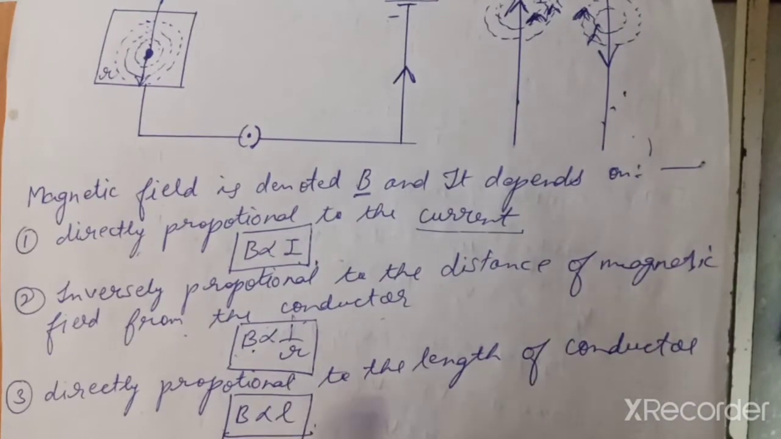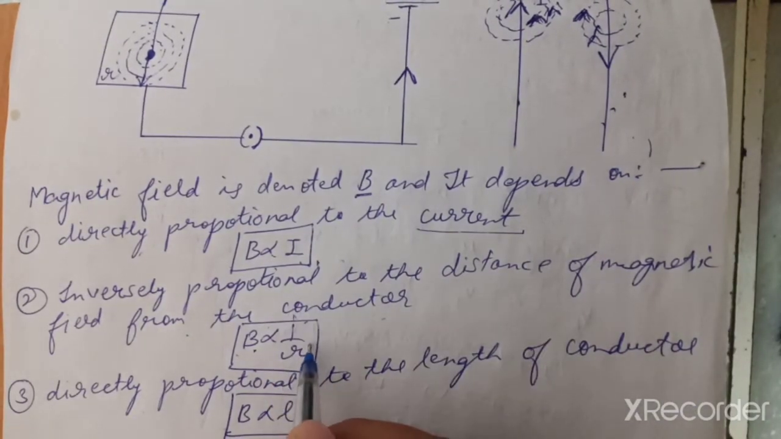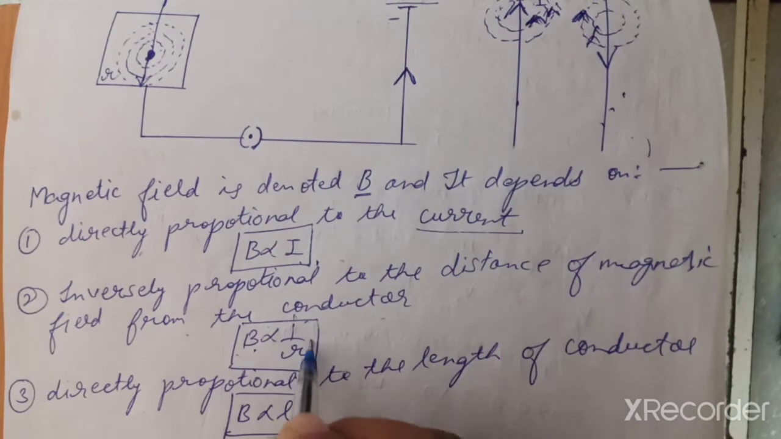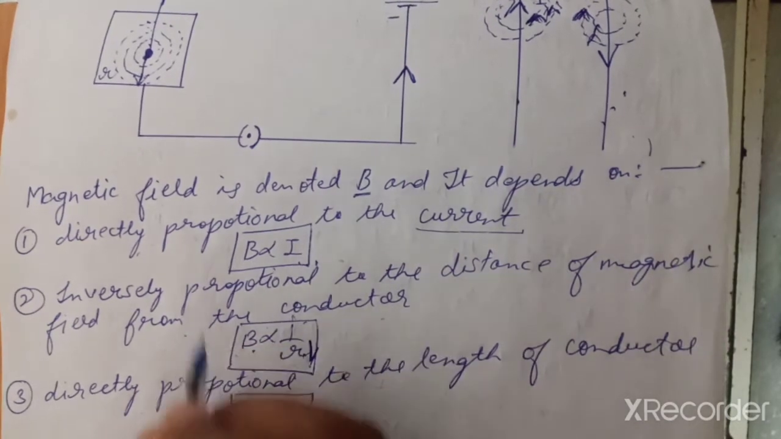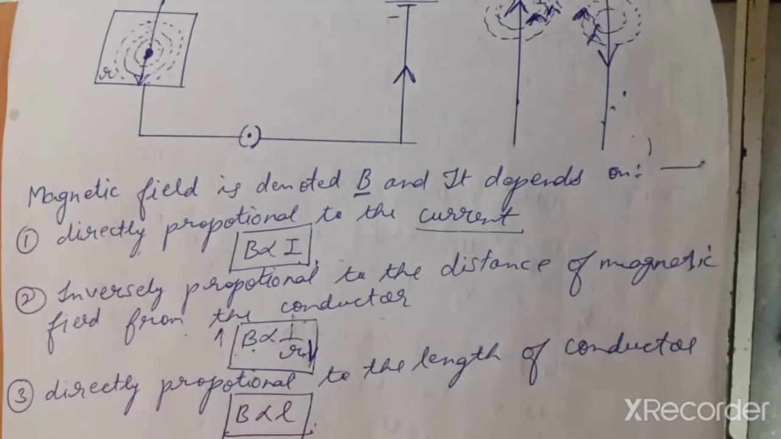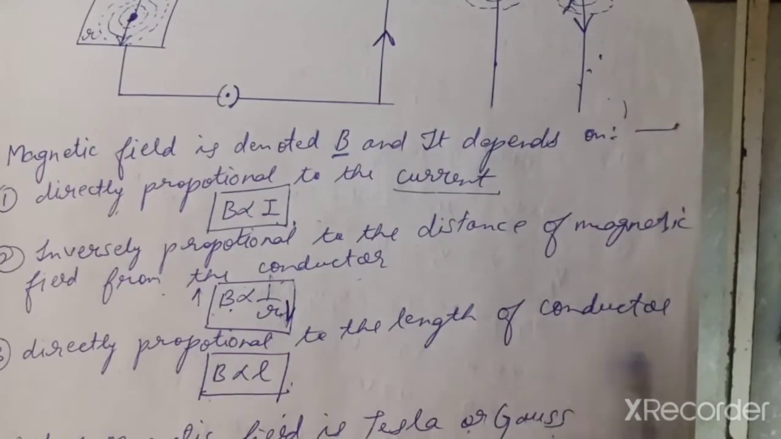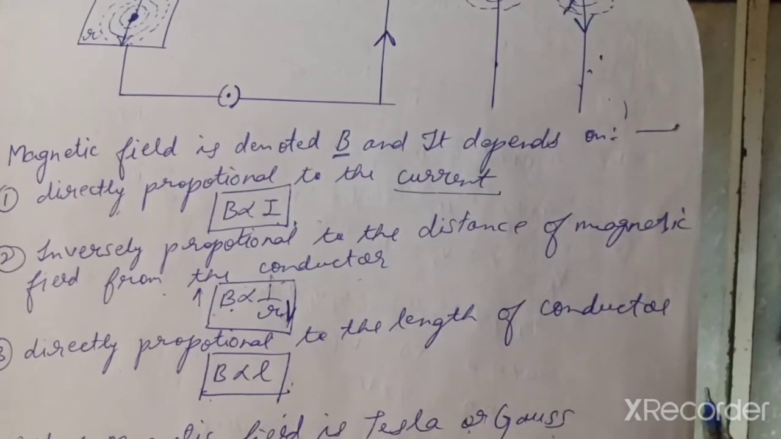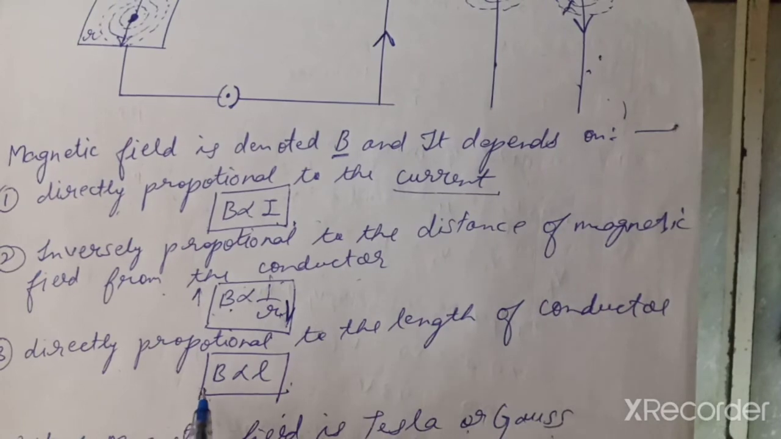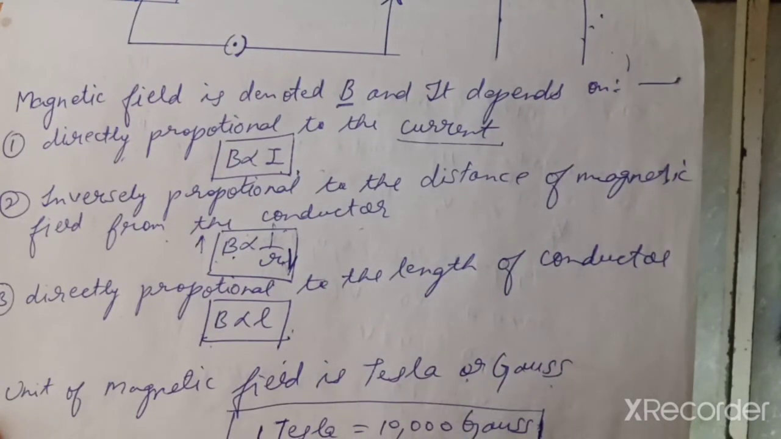Inversely proportional means when the radius is less, the magnetic field will be more. And directly proportional to the length of the conductor: as we increase the length of the conductor, the magnetic field also goes on increasing. And the unit of the magnetic field is Tesla or the Gauss.